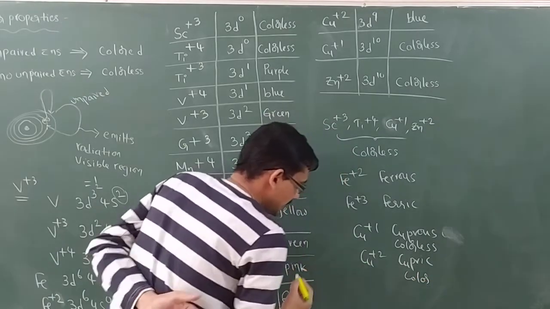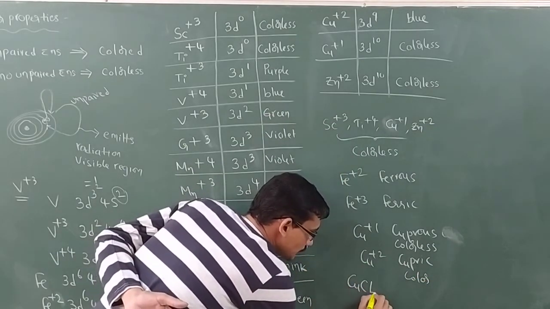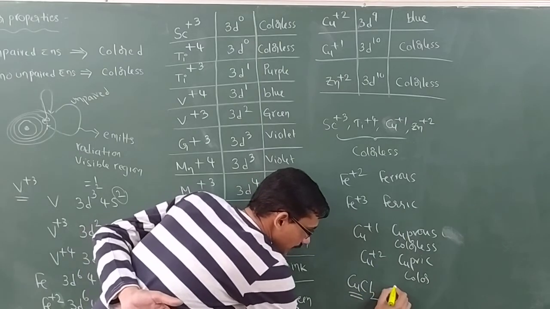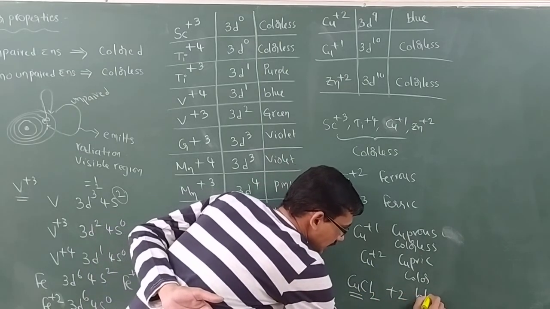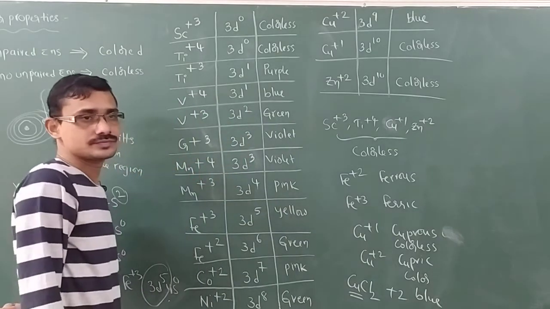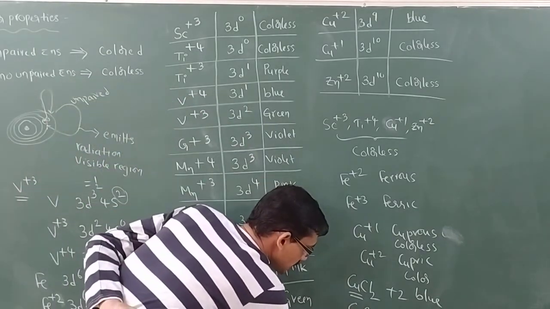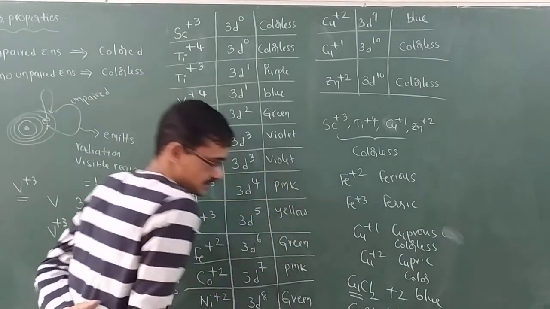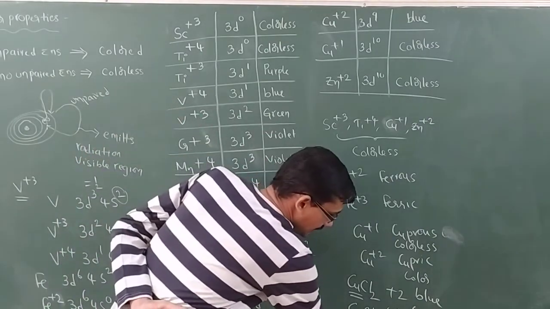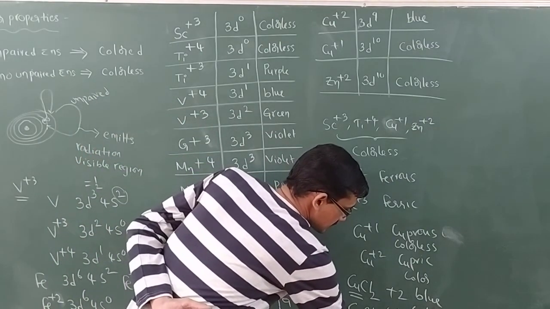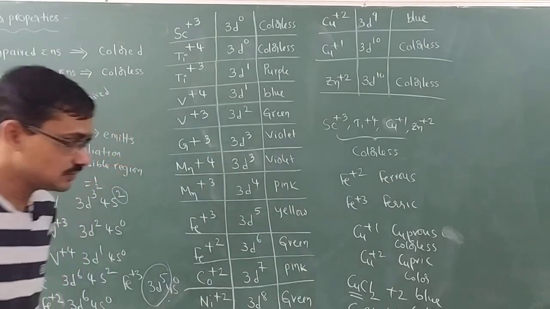For example, I will take CuCl2. The oxidation state of copper here will be +2. It will exhibit blue color. If I take CuCl, the oxidation state will be +1. Cuprous chloride will be colorless, isn't it? So in this way also you may get questions like this.